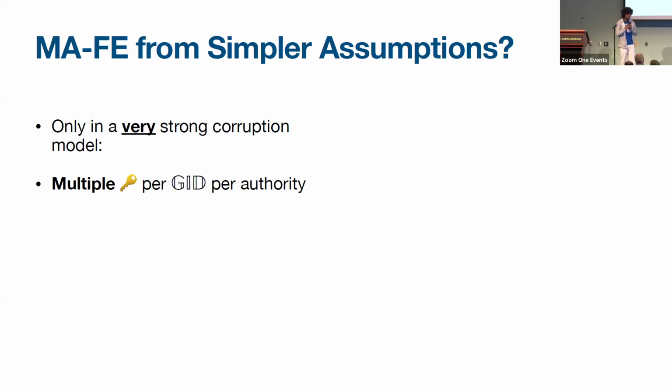So the purpose of having a GID as proposed by the MAAB literature is that an authority will issue only a single secret key to a user throughout its lifetime. The authority can issue multiple secret keys to multiple users, but for a specific GID, it will only issue one secret key throughout its lifetime. I mean, this strong corruption model makes sense if you have fully corrupted authorities or an authority that goes rogue.